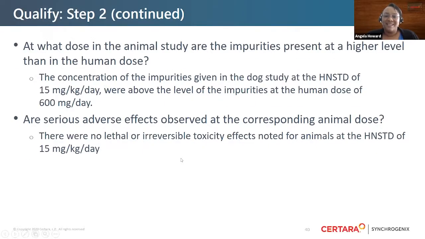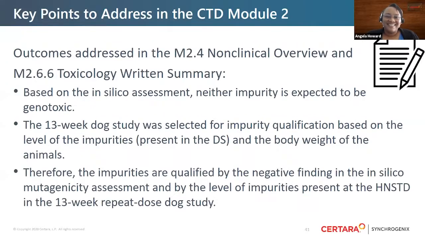Oops, back one, thanks. And then, so once we established that dose, we had to ask, are there any serious adverse effects observed at that animal dose? And no, there were no lethal or irreversible toxicity effects noted for animals at the HNSTD of 15 milligrams per kilogram per day. And next slide, please.